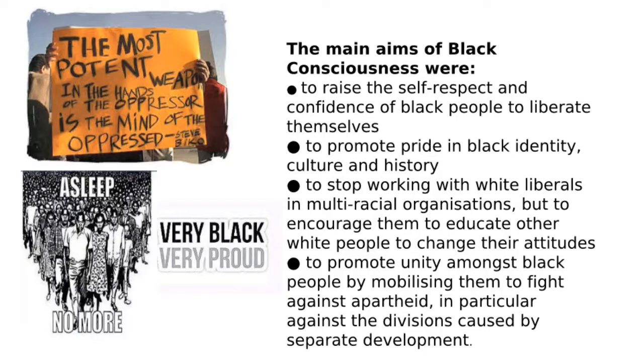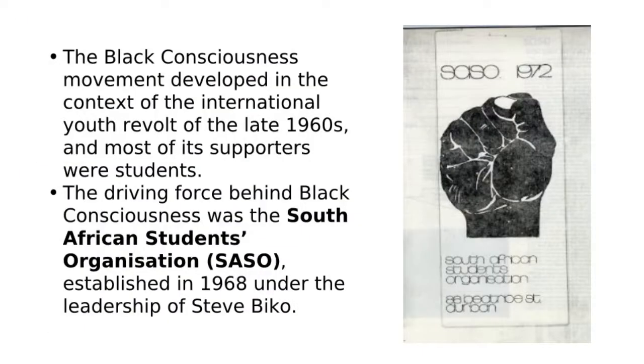As you may have noticed, the aims of the BC were very similar to the aims of the Black Power movement. However, the leaders of black consciousness did not adopt the strategy of using force against their oppressors, like their counterparts in the USA did. The black consciousness movement developed in the context of the International Youth Revolt of the late 1960s, and most of its supporters were students. The driving force behind black consciousness was the South African Students' Organization, which was established in 1968 under the leadership of Steve Biko.